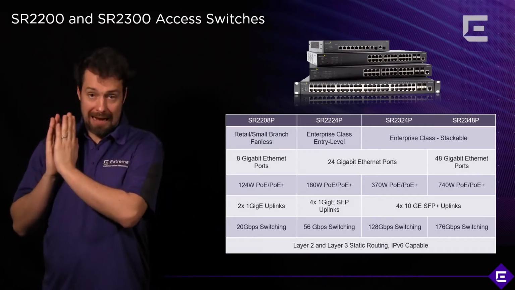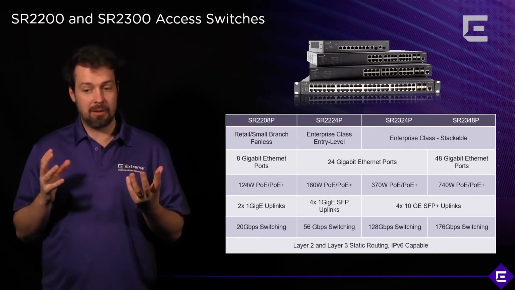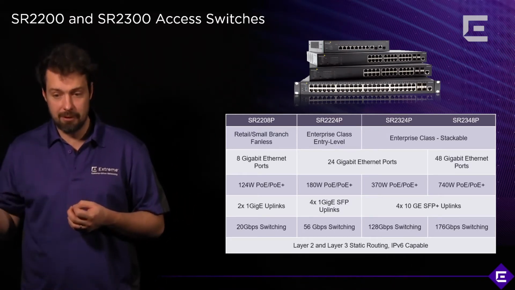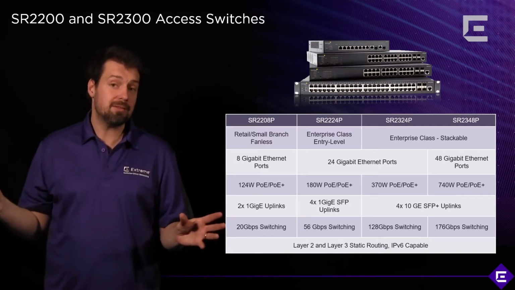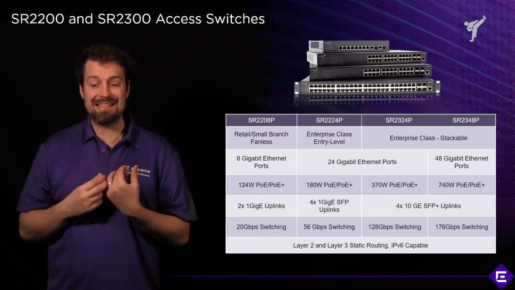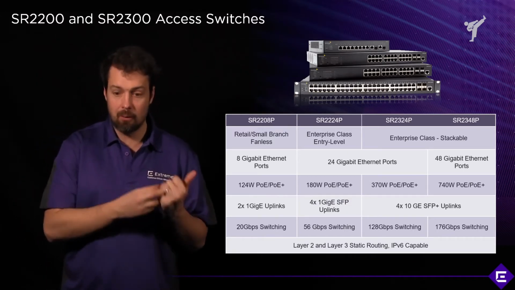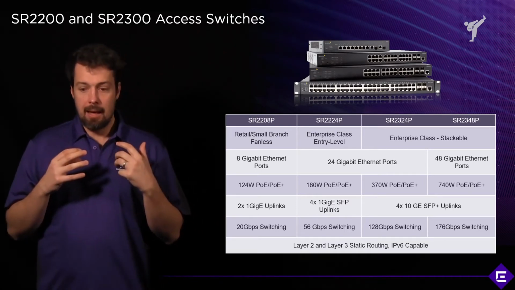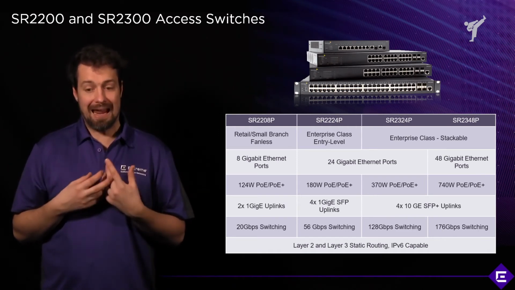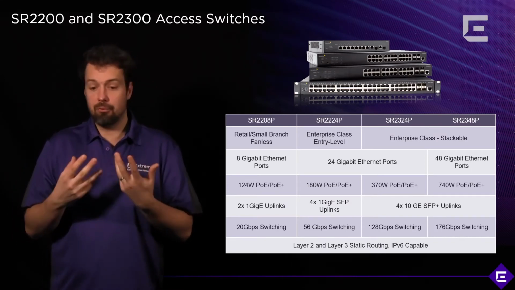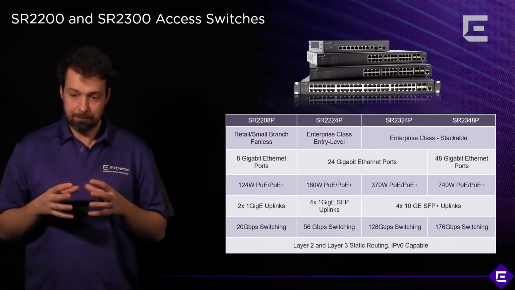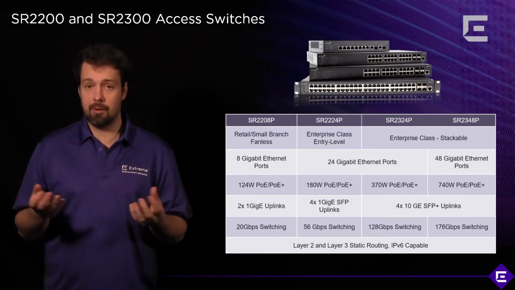And then when we move to a more enterprise class, we are talking about the SR2224P, and then we have the 23 series, which is a 24P or 2348P. The difference between the 22 series and the 23 series is the 23 series is stackable, whereas the 22 series is not. And the 23 series has 10 gigabit Ethernet uplinks, whereas the 22 series only has 1 gigabit Ethernet uplinks. Both platforms provide PoE. The 2224P provides 180 watts of PoE power. You get up to 4 gigabit Ethernet SFP uplinks, and the backplane is capable of 56 gigabit per second switching.